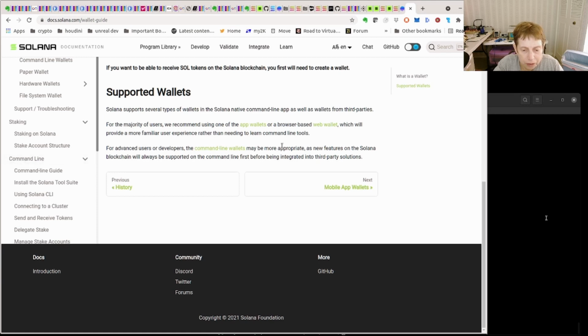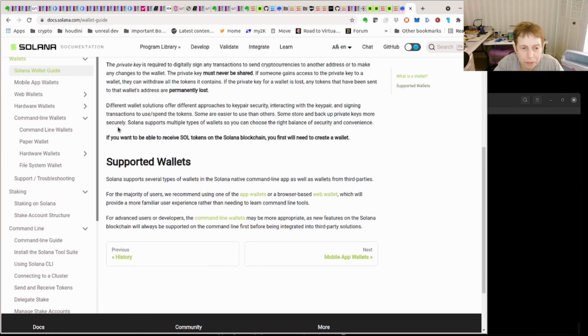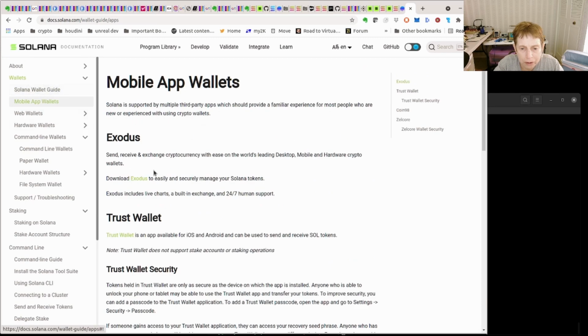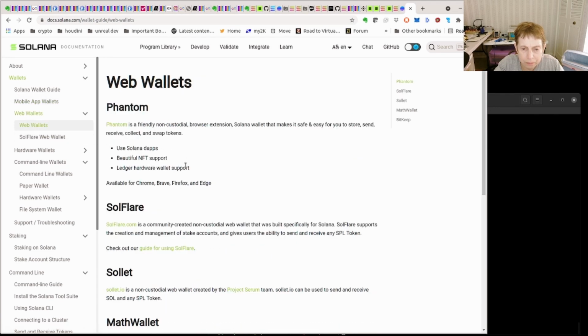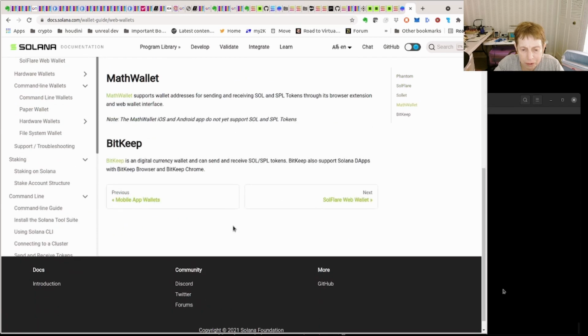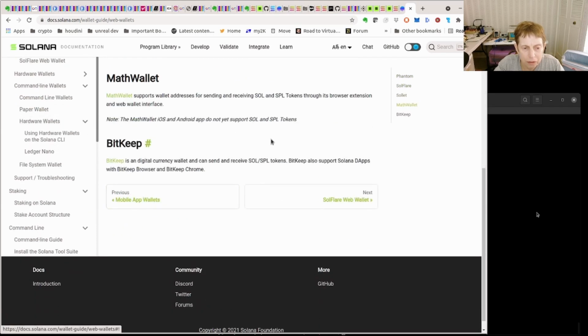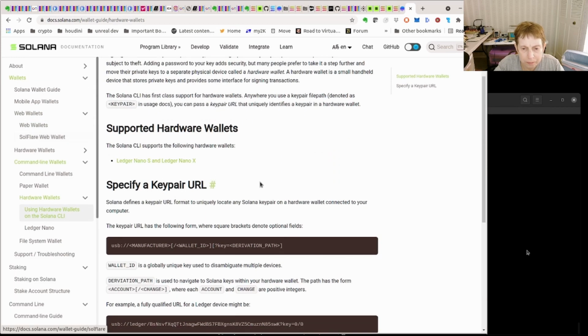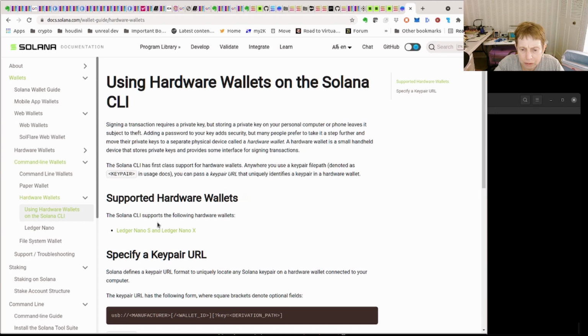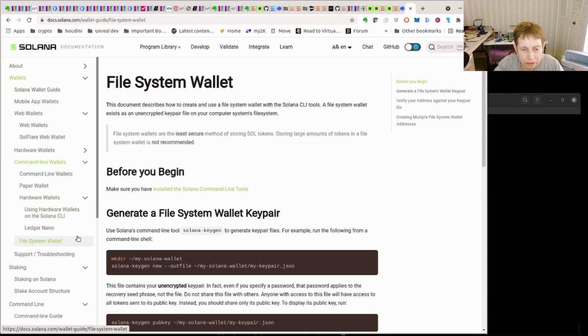They support mobile wallets such as Exodus and Trust, web wallets, Solflare, Sollet, Math Wallet, BitKeep, and again, hardware wallets would be your Ledger. So it says Ledger Nano and Ledger Nano X. But we're going to look at the file system wallet.